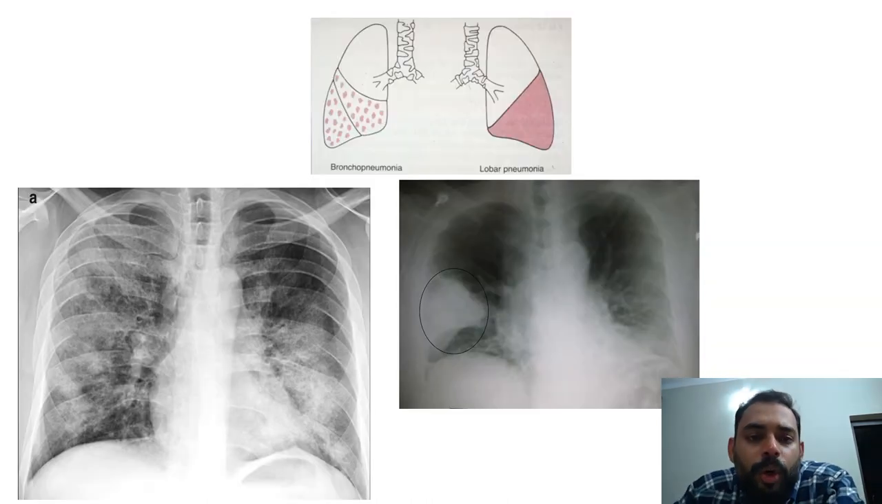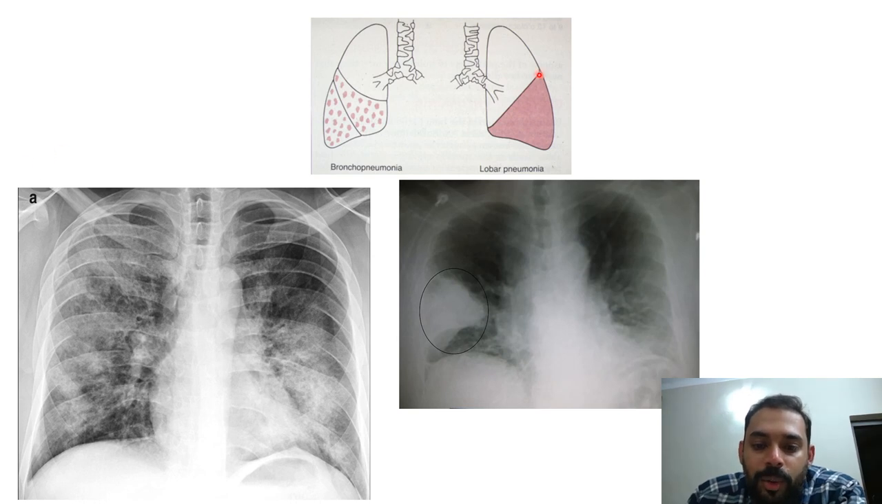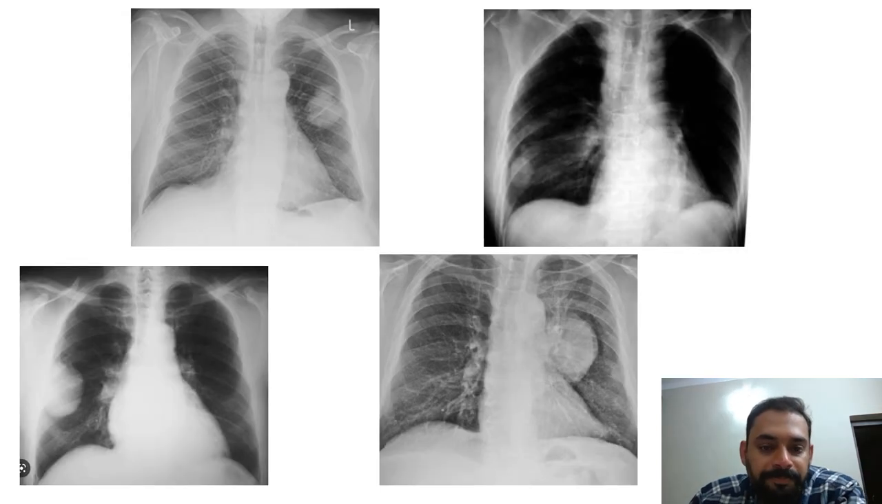Now, according to the location of the inflammatory foci, pneumonias can be divided into two main subcategories: lobar pneumonia and bronchopneumonia. When the infection is confined to only one or a few lobes of the lung, that is known as lobar pneumonia. See here, you can see that the whole lobe is involved. And in this picture, you can see this whole lobe is involved. On the other hand, bronchopneumonia is the inflammation of lung parenchyma that arises from the bronchi, secondary to an infection. So here you can see it is all bronchopneumonia.